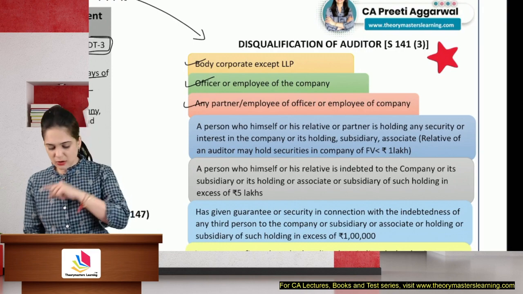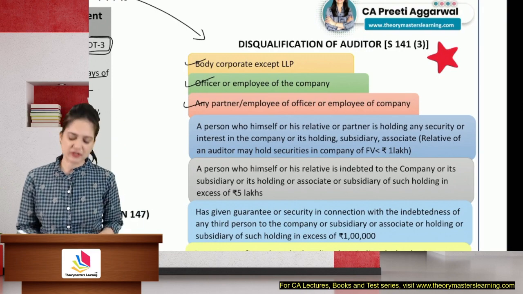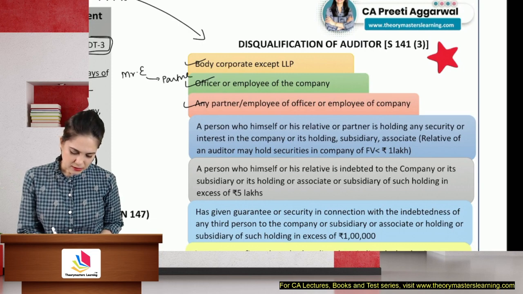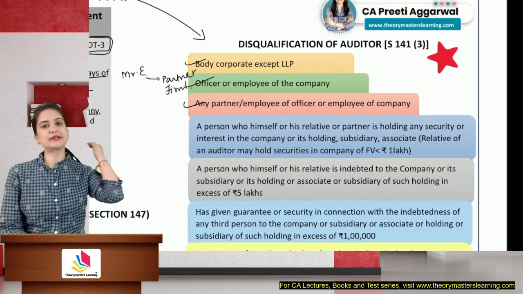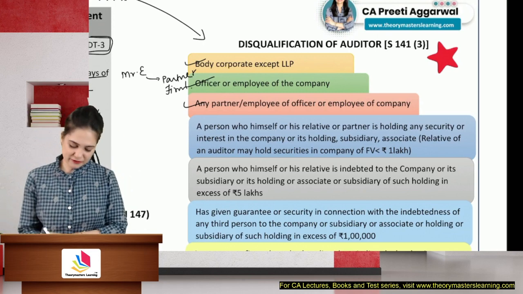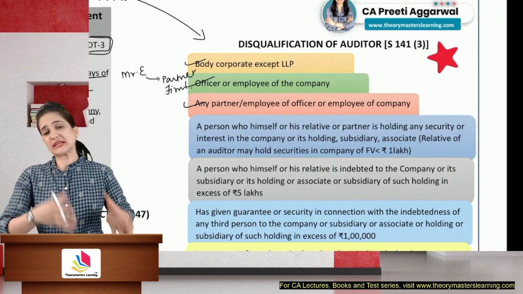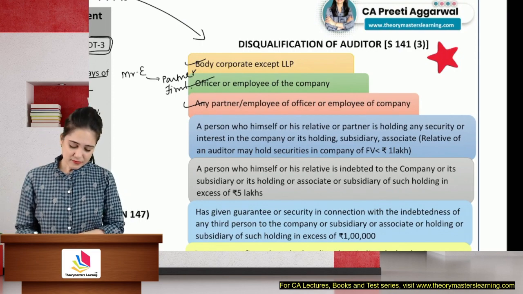Any partner of the officer or employee of the company also cannot be appointed. Now let's say Mr. E is an employee of the company. He is also a partner in a firm. That partner cannot be appointed as auditor of the company. Any partner of that firm cannot be appointed as auditor of the company, because Mr. E can easily influence them.